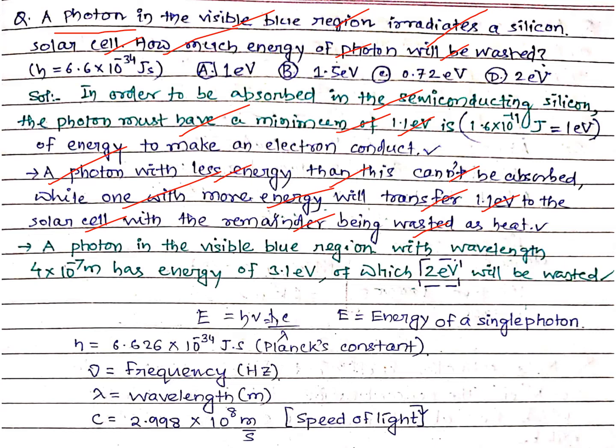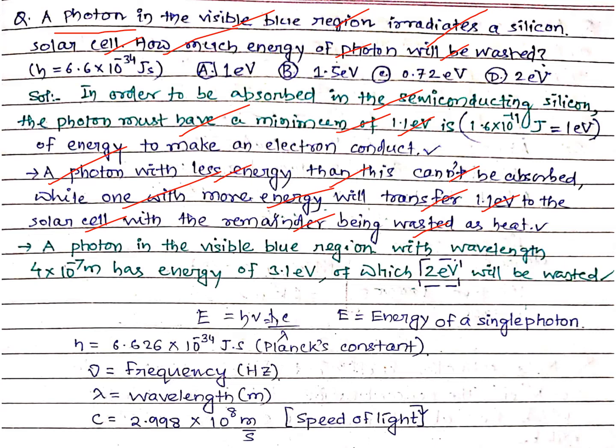Now, a photon is visible in the blue region. We also need to remember that a photon in the blue region with a wavelength of 4 into 10 to the power minus 7 meter has an energy of 3.1 electron volt. So how should we calculate that 3.1 electron volt? Somebody asked me how to calculate it.